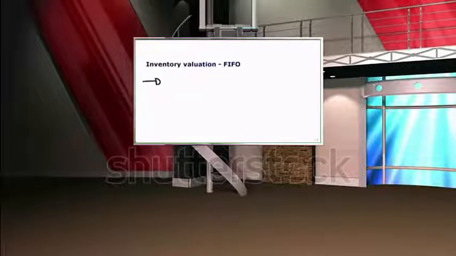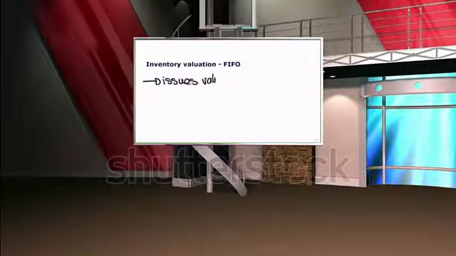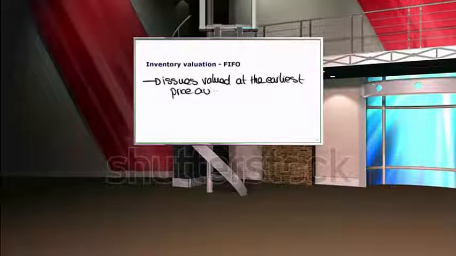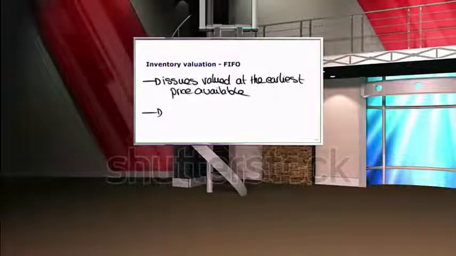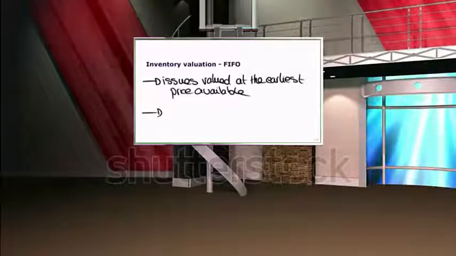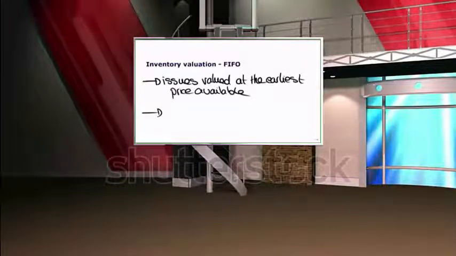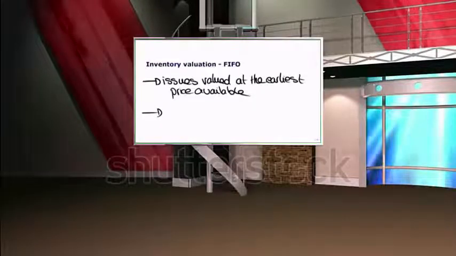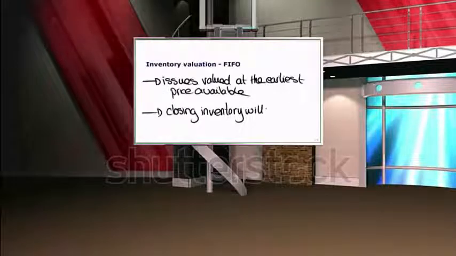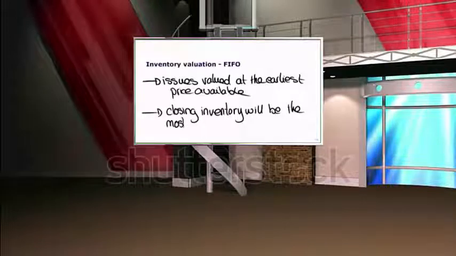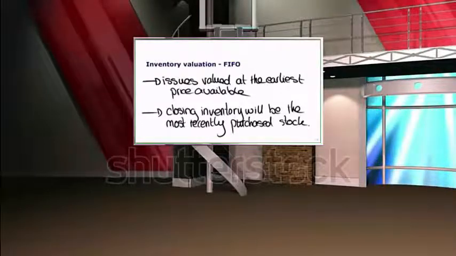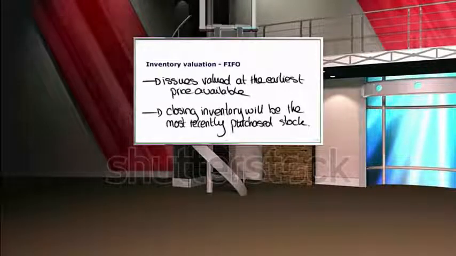So, under the FIFO method, our issues are valued at the earliest price available. Which means at the end of the period, when we are looking at the inventory we have left in our stores department, so our closing inventory, if throughout the period we have always issued our oldest available inventory, then the inventory we have left will be the most recently purchased stock. So, that is the approach we take under the FIFO method.